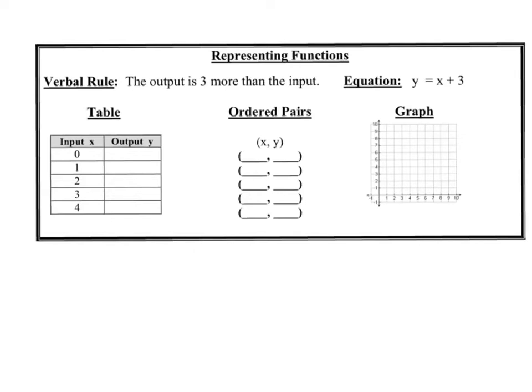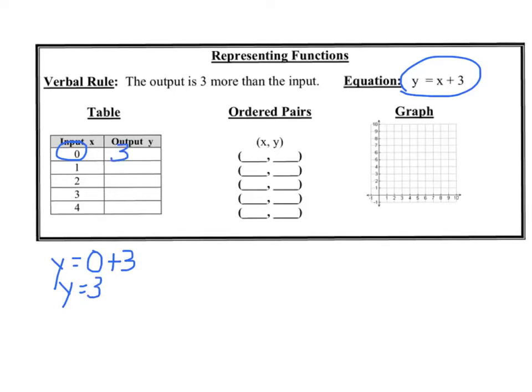All right, well, so let's start with our equation, y is equal to x plus 3. Well, in our table, we have our input, which represents our x. So let's go ahead and replace our x in the y is equal to x plus 3. So I'm going to put my 0 in the place of x plus 3. Well, y is then equal to 3.